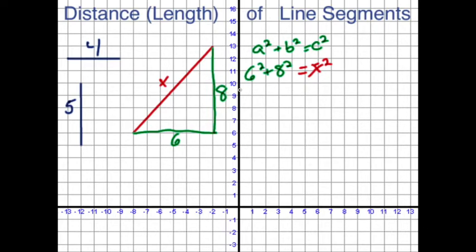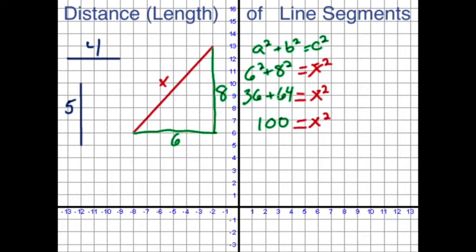All you have to do now is just start squaring these numbers. 6 squared is 36, plus 8 squared is 64. And again, that answer should give us x squared. So now we just add 36 and 64, and you get 100. So our x squared is equal to 100.